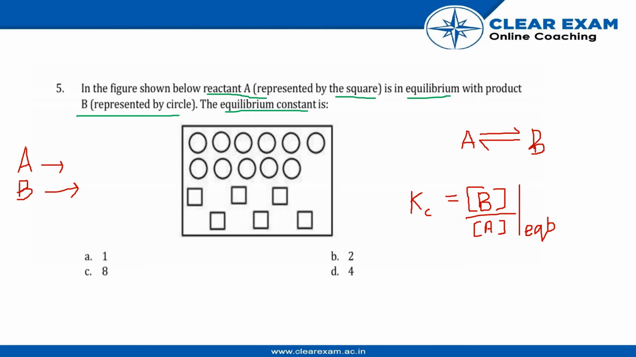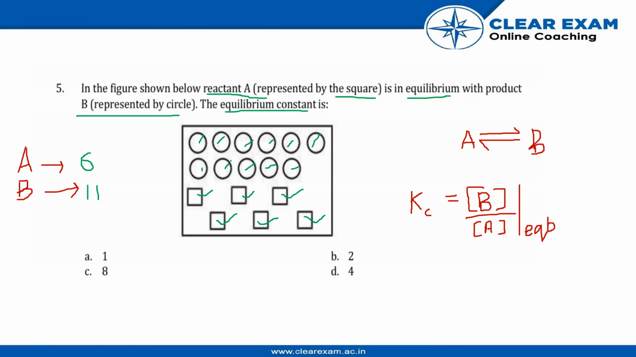In the figure, these squares indicate reactant A. So we have 6 molecules of reactant A, and B is represented by circles. So these are the circles: 1, 2, 3, 4, 5, 6, 7, 8, 9, 10 and 11. So we have 11 B molecules.